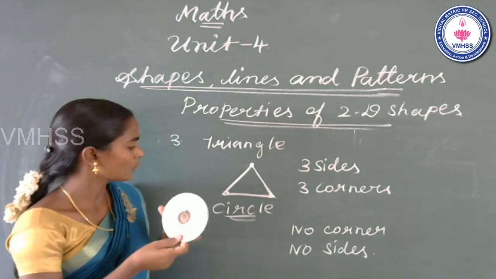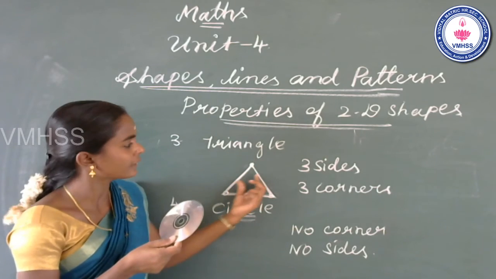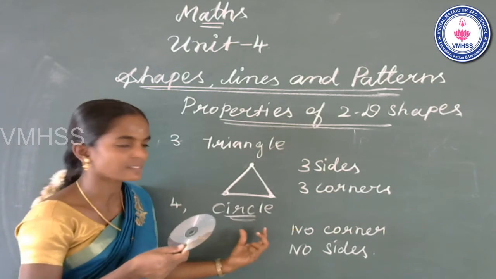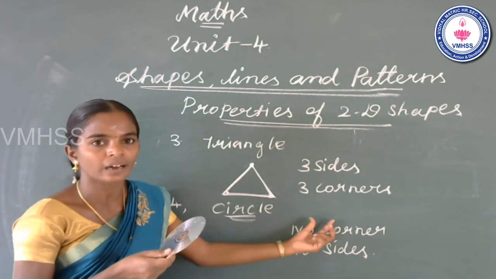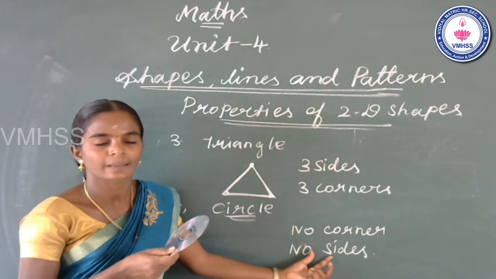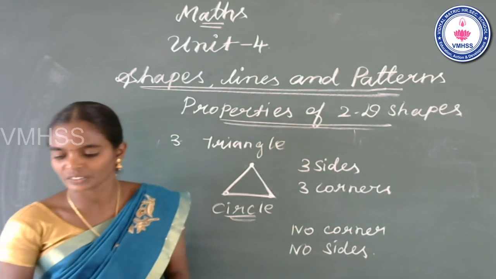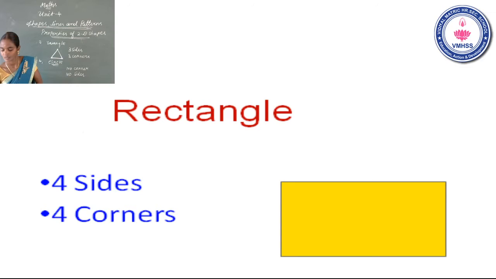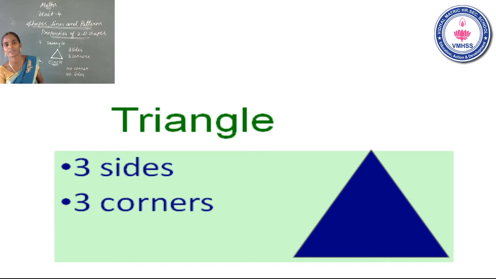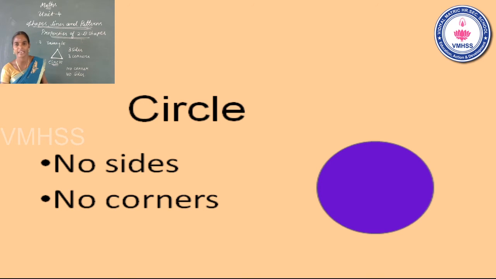Okay, children, first triangle. A triangle has three sides and three corners. Next, circle. A circle has no corners and no straight sides. Did you understand? Circle has no sides and no corners.